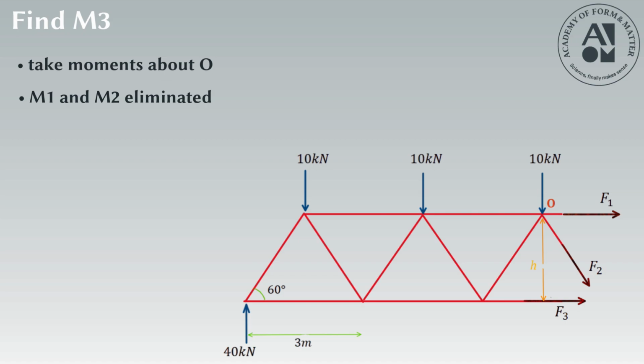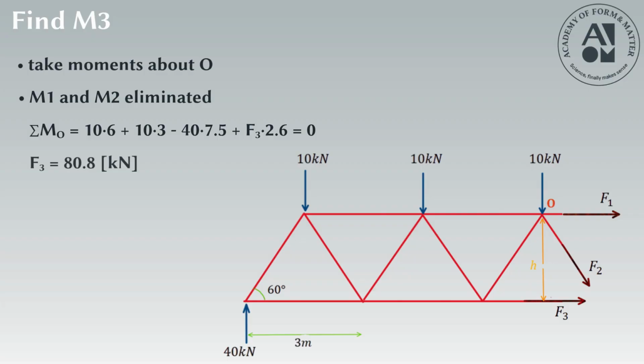Writing moment equilibrium, 10 times 6 plus 10 times 3 minus 40 times 7.5 plus F3 times H equals 0. Substituting H equals 3 sine 60, we get F3 equals 80.8 kilonewtons. The result is positive. So M3 is in tension.